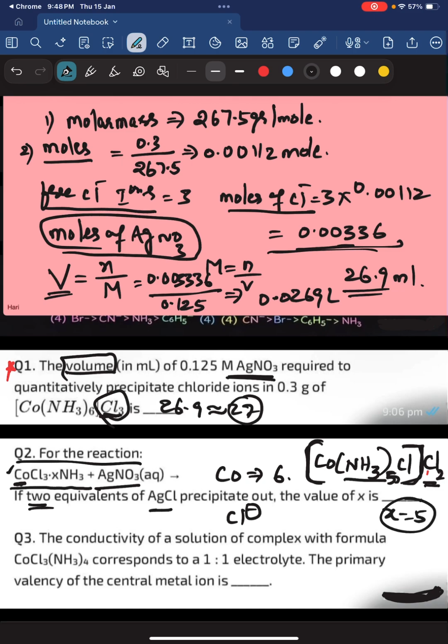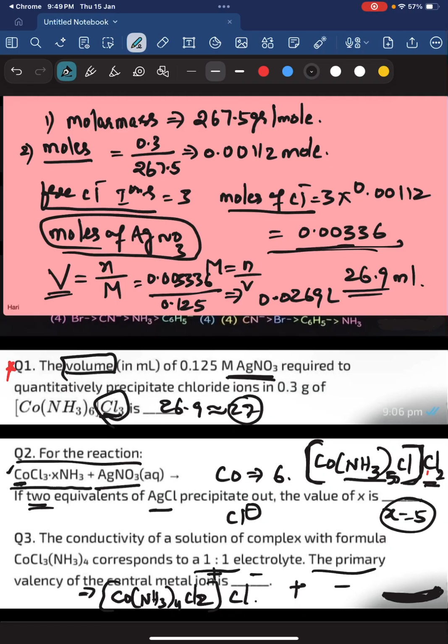Hope it is clear. Coming to the next: the conductivity of a solution of the complex with formula CoCl3·xNH3 corresponds to a 1:1 electrolyte. So this is also the same as that. So 1:1 electrolyte, how to understand? That means the complex after splitting forms one positive and one negative ion. That's the summary of this question. Now how to decide this one is, the complex is [Co(NH3)4Cl2]Cl, and outside also Cl. So if you break this, this whole complex is plus and this is minus.